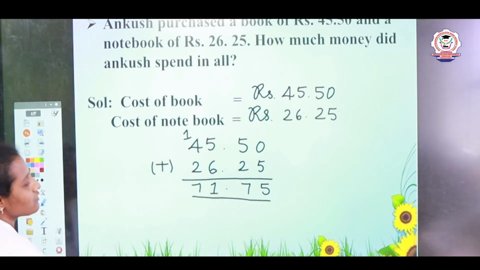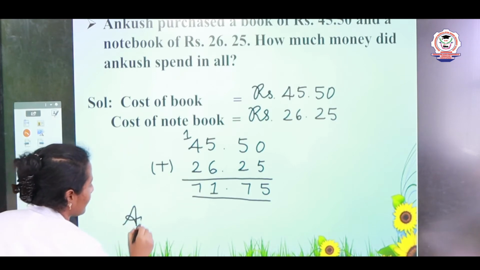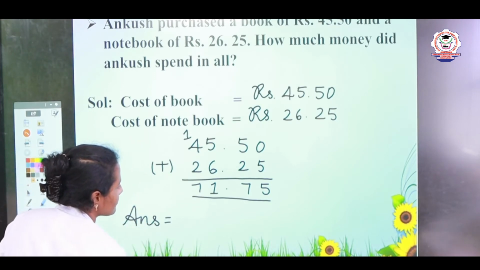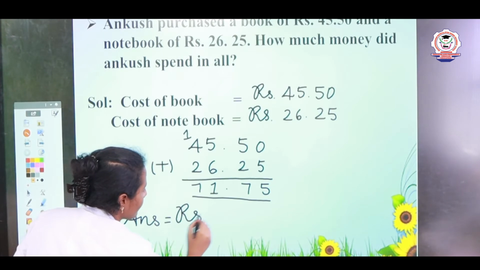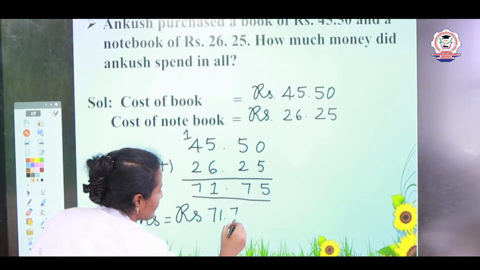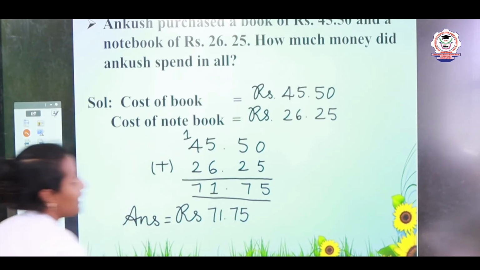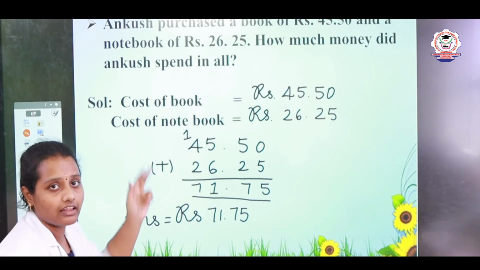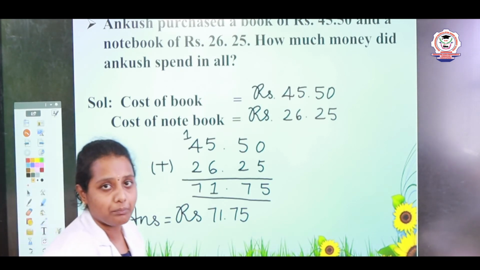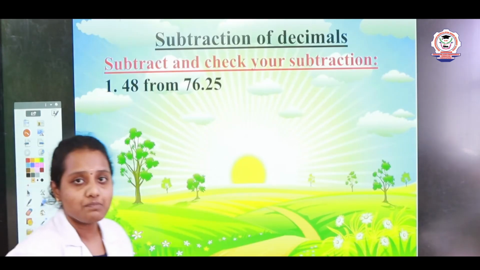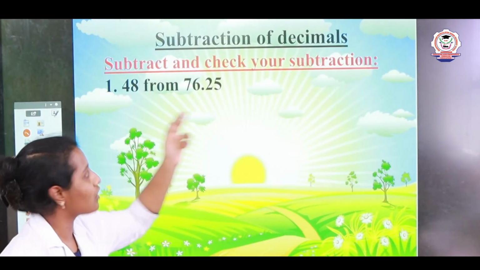71.75. So Ankush spent overall money, the answer is rupees 71.75. So he spent for both the notebook and the book rupees 71.75. Yes, my dear children, now let's see the subtraction of decimals.